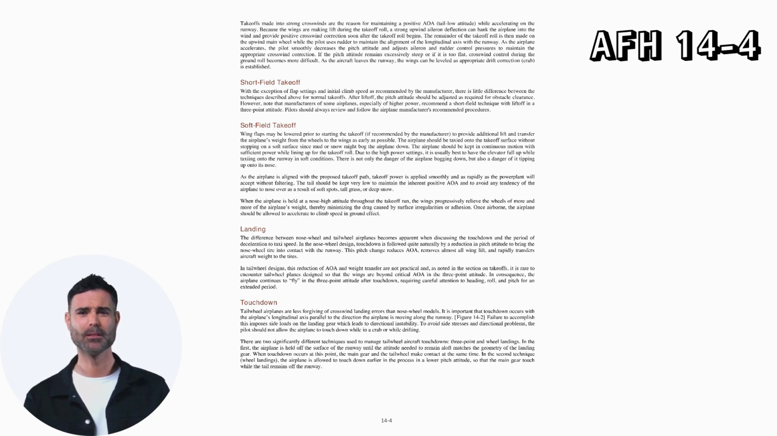In the first, the airplane is held off the surface of the runway until the attitude needed to remain aloft matches the geometry of the landing gear. When touchdown occurs at this point, the main gear and the tail wheel make contact at the same time. In the second technique, wheel landings, the airplane is allowed to touch down earlier in the process in a lower pitch attitude so that the main gear touch while the tail remains off the runway.